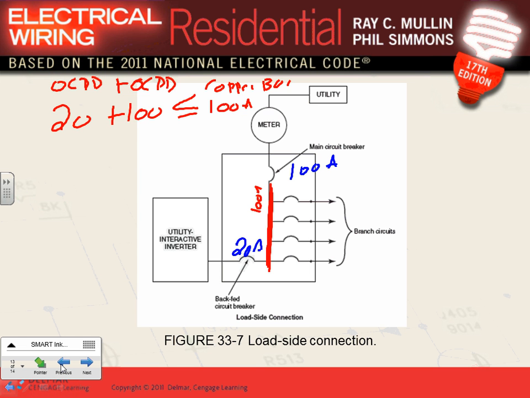Okay, can you guys see that bars here? That copper bar is 100. When you add the overcurrent device here plus the main, it must equal or be less than 100. Okay? Can I have thumbs up, Chad? We understand? All right, let's double this system.